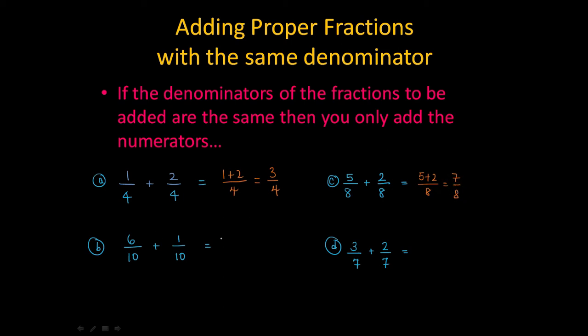Same idea here, 6/10 plus 1/10 gives us 7/10, and then 3/7 plus 2/7 gives us 5/7. And these are perfect, they can't go down any further, so they stay as is. Great.